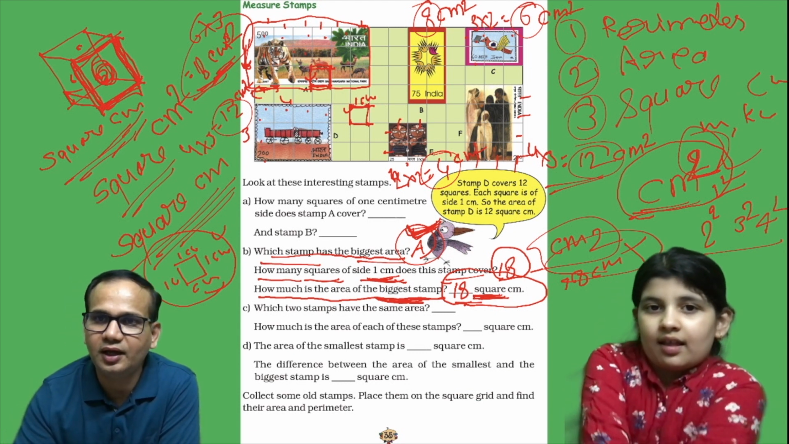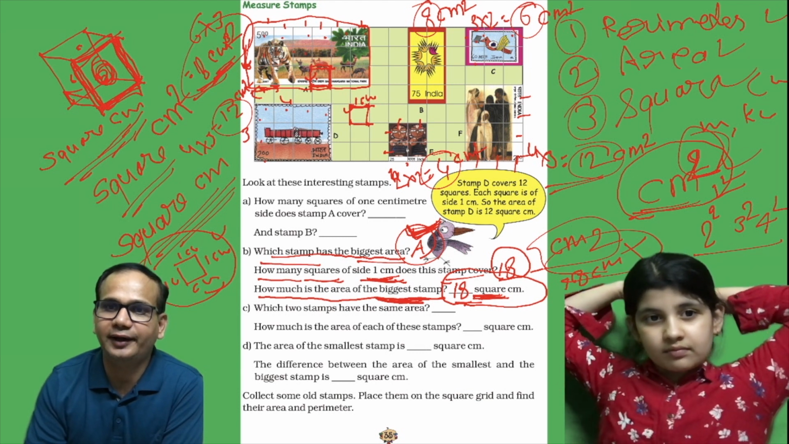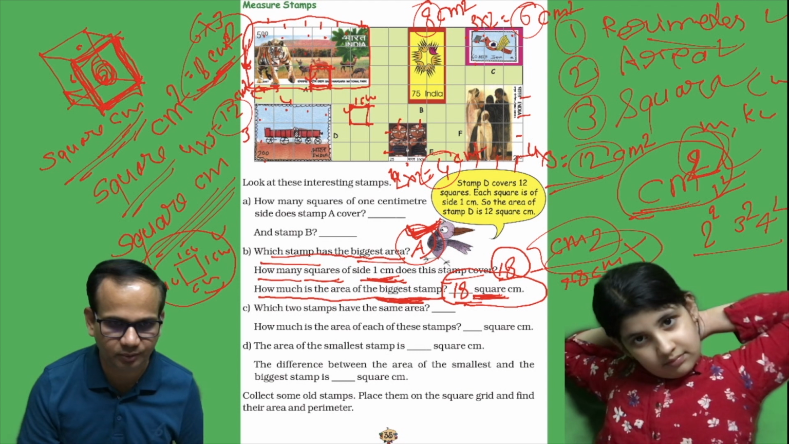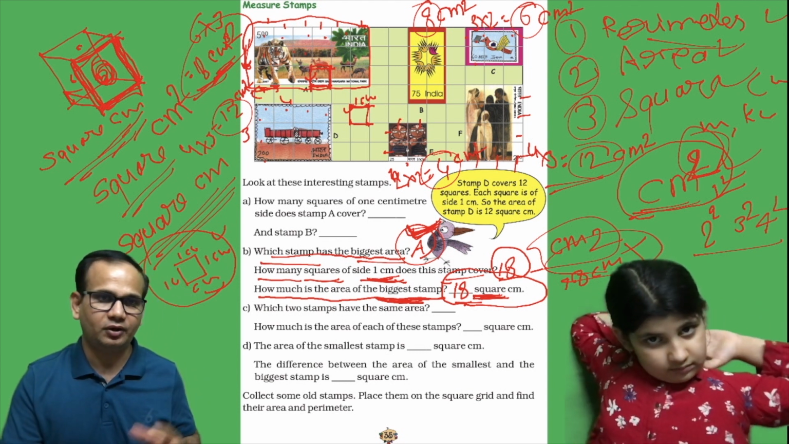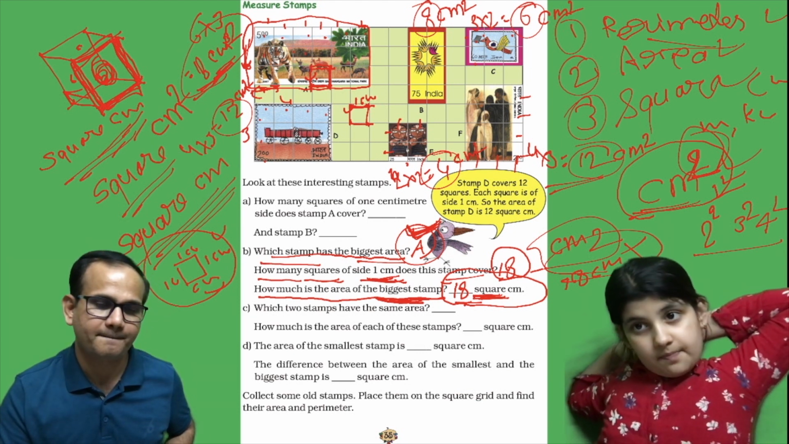Now, since we learned perimeter, area and square, tell me what is the perimeter of this stamp A. This may not be there in this book, but I'll ask you: what is the perimeter of this stamp A? 6 cm, 3 cm.